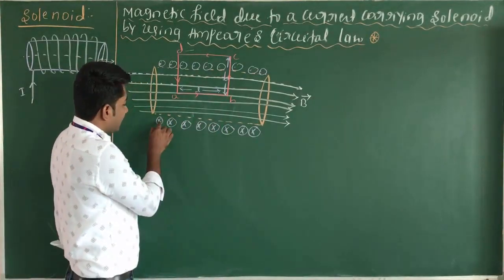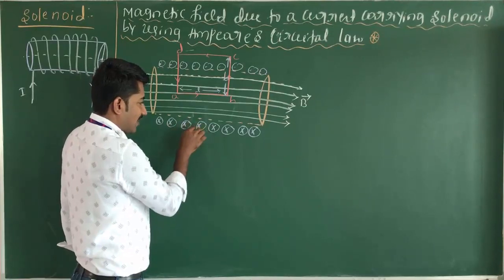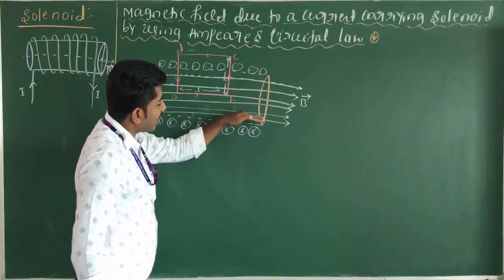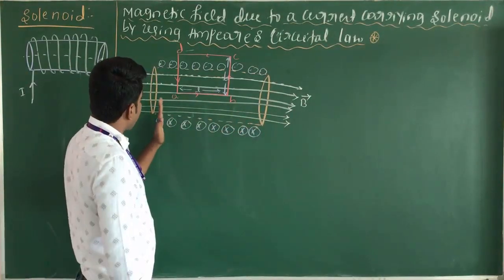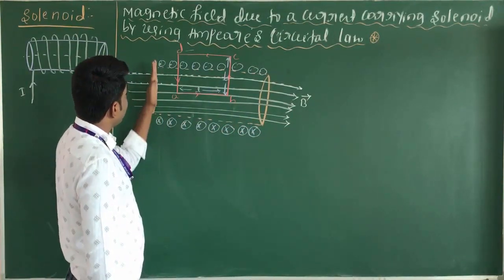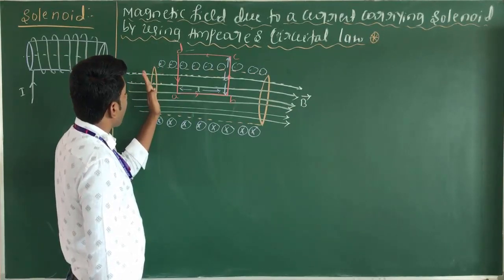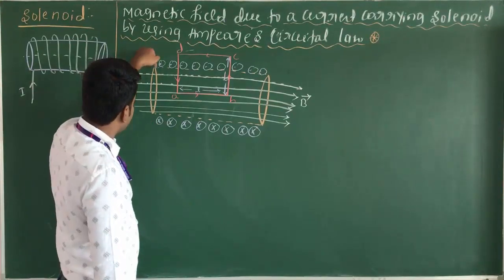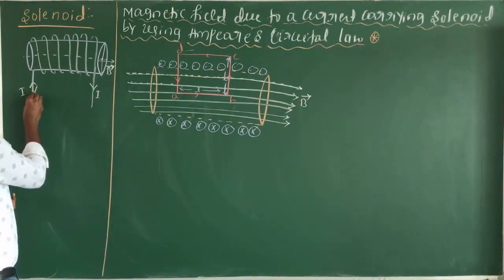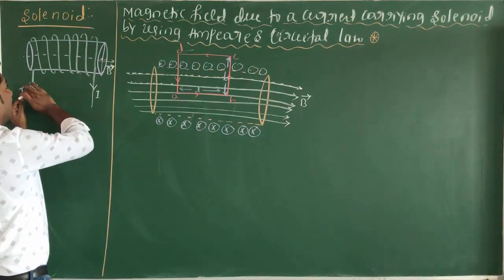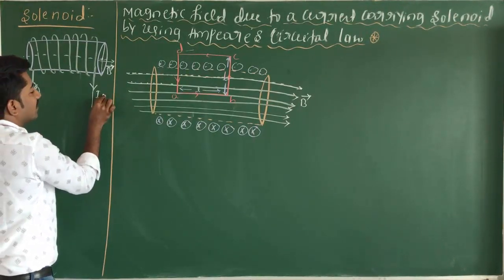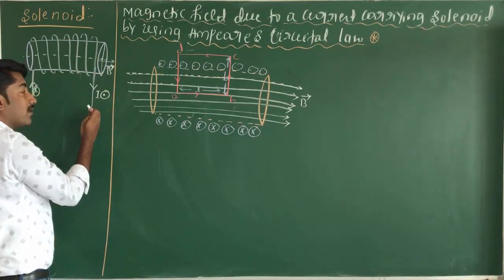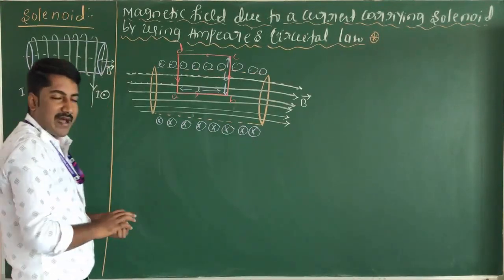This cross sign, the into mark, indicates the current is perpendicular to the direction of the magnetic field. This is the direction of the magnetic field, and the current always moves inward to the plane of the paper. This dot diagram indicates the current moves outward from the plane of the paper and is perpendicular to the direction of the magnetic field.